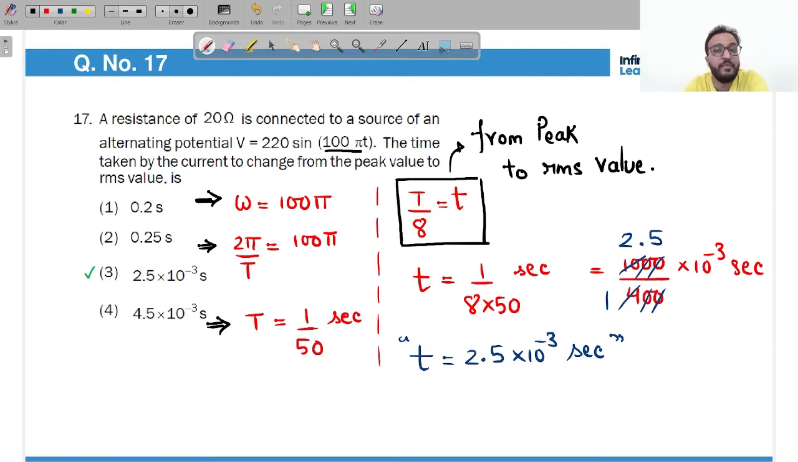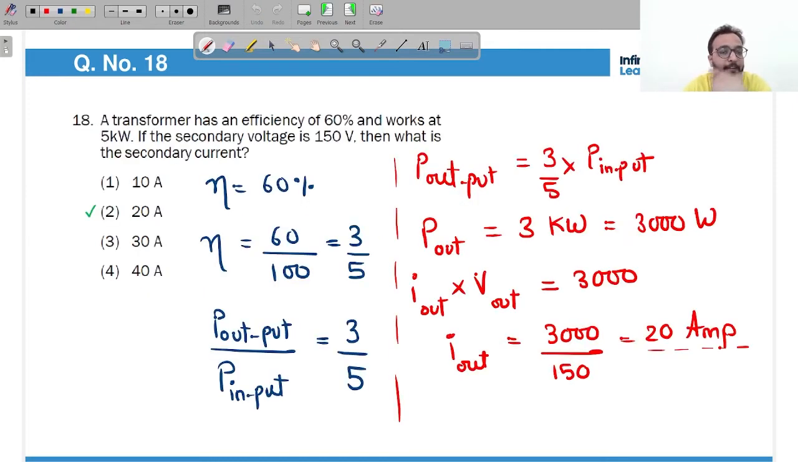But we need the time in which the current changes from peak to RMS value, that is 1/8 of the time period. So it will become this. After solving, it becomes this. Do you understand, students? This is how we will solve it. So remember this thing, that the time taken to move from peak value to RMS value is 1/8 of the time period.